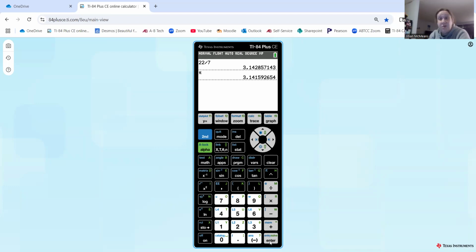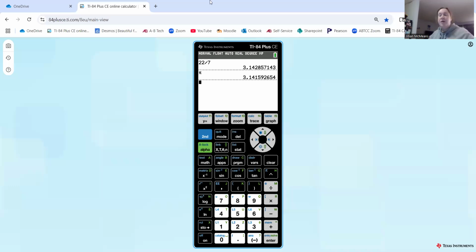22 over 7 is another slightly different estimate for pi. The pi button on your calculator is a third slightly different estimate for pi. So you do have to be slightly careful when you're doing these circumference problems. If the problem tells you to use 3.14, use 3.14. Don't use the button on your calculator because you'll get a slightly different answer, okay? So let's go back to the worksheet.